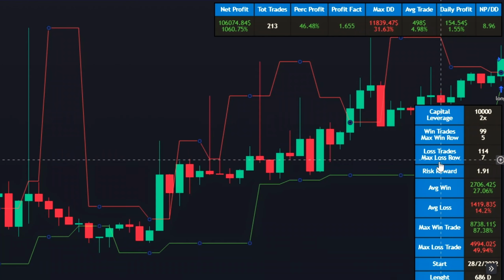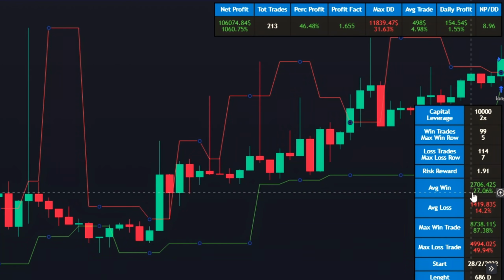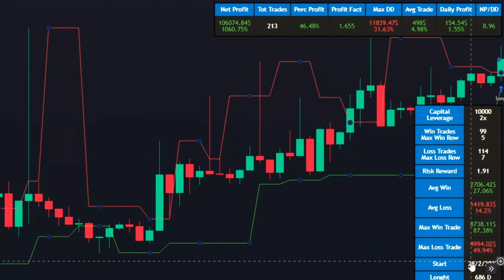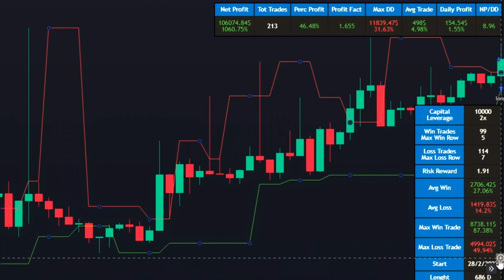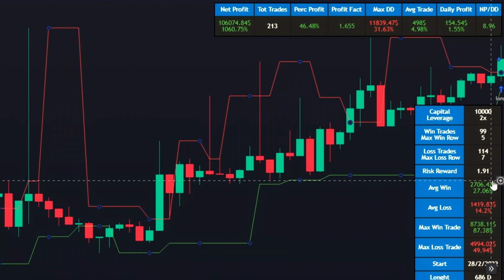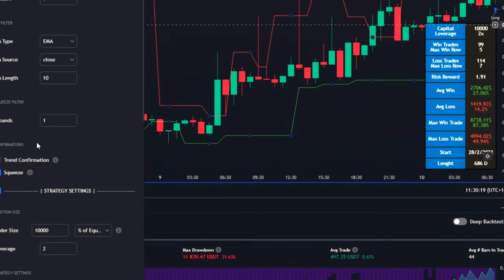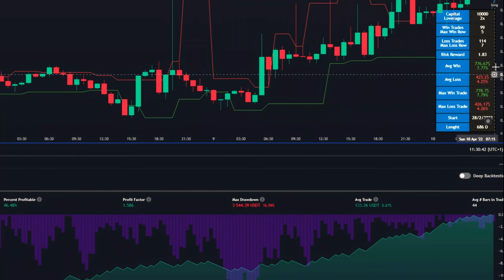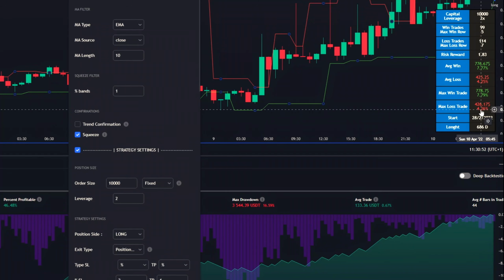Max win row 5, max loss row 7, 1.91 risk reward, average win 27%, average loss 14%, max win trade 87%, max loss trade 49%. You see this high percentage and high number because these are based on the initial capital. In fact, if I change here from percentage of equity to fixed, you will see that there is the right percentage. Of course, it's not 2 and 4% because we have a 2x leverage.